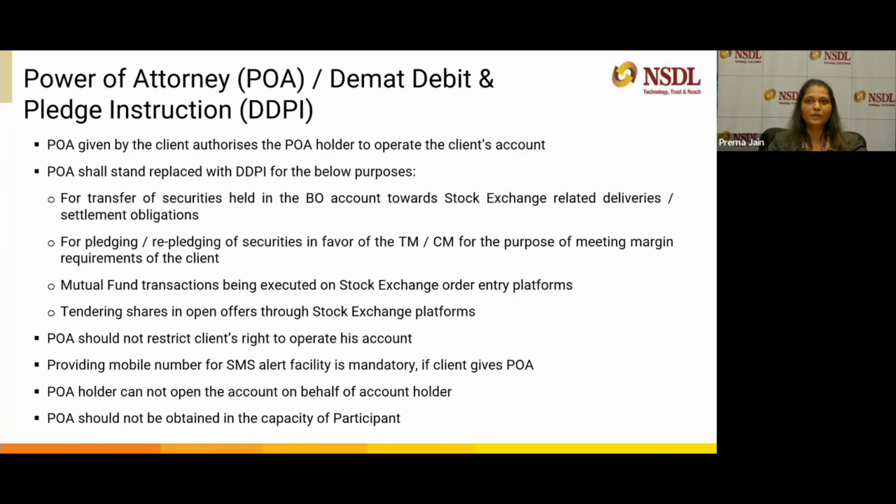member for the purpose of meeting margin required for the client in connection with the trades executed by the client on the stock exchanges through the same stockbroker; mutual fund transactions being executed on stock exchange order entry platform; tendering shares in open offers through stock exchange platforms. DDPI may be signed physically or e-sign can be obtained. In case clients opt to revoke or cancel the DDPI, then DP is required to obtain client consent and verify whether same has been updated in system.